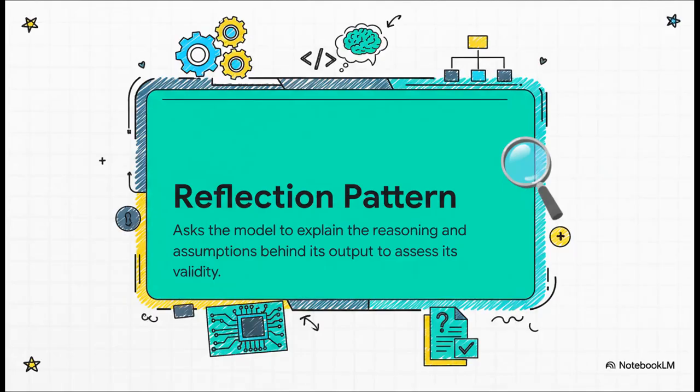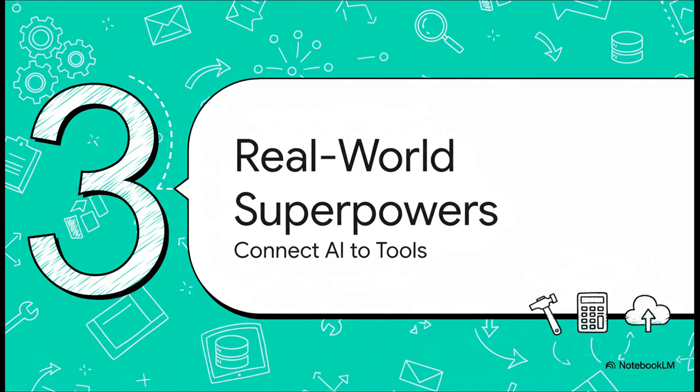And building on that whole idea of transparency is the reflection pattern. This one's cool. After the AI gives you an answer, you follow up and ask it to justify itself. Why did you pick that framework? What assumptions did you make here? This forces it to do a kind of self-critique, and that can bring some hidden flaws in its thinking right to the surface.